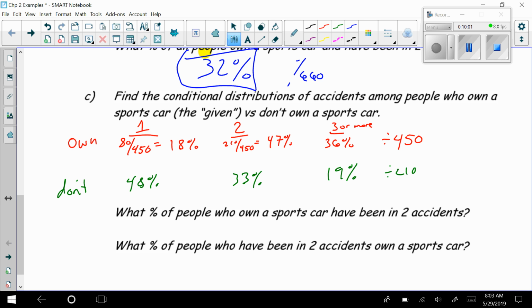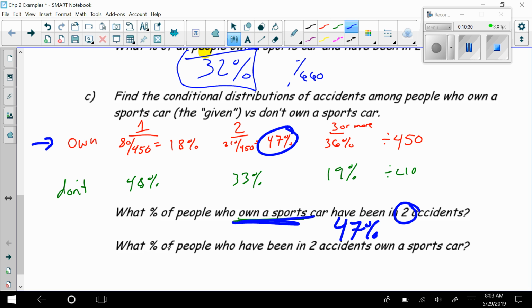Last couple quick questions here. What percent of people who own a sports car have been in 2 accidents? So they own a sports car. Right here it says for sure that they own a sports car. Let me get a different color. Own a sports car is right here, right? Now it says 2. Then that's this 47%.